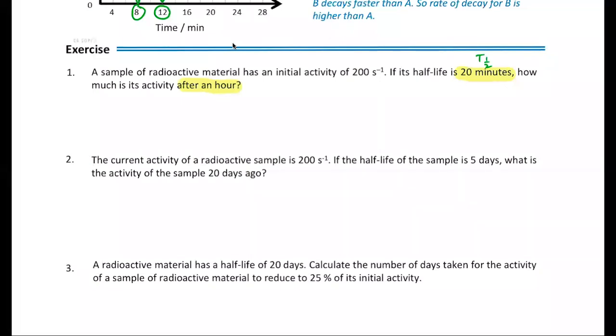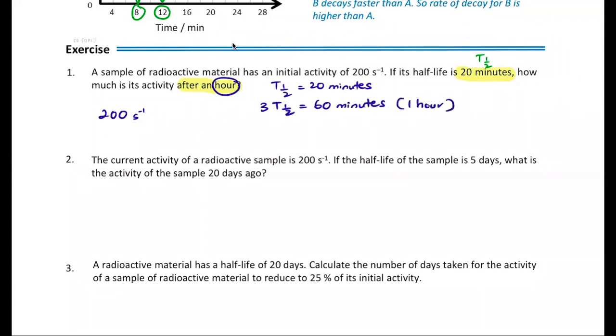Okay, so we start with the initial activity, which is 200 per second. We have one half-life equal to 20 minutes, and then an hour means dia adalah 60 minutes. 60 divided by 20 means 3 half-lives, kan? 60 minutes is 1 hour. All right, so you have to divide the activity 3 times.